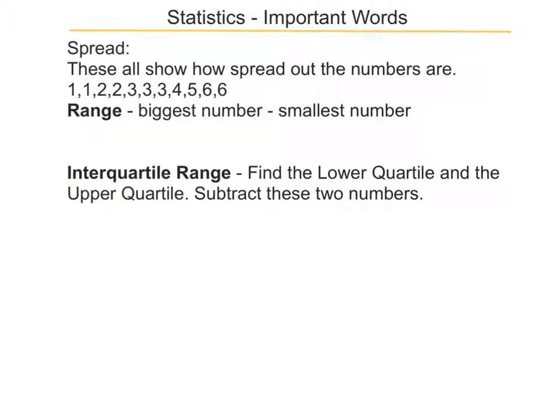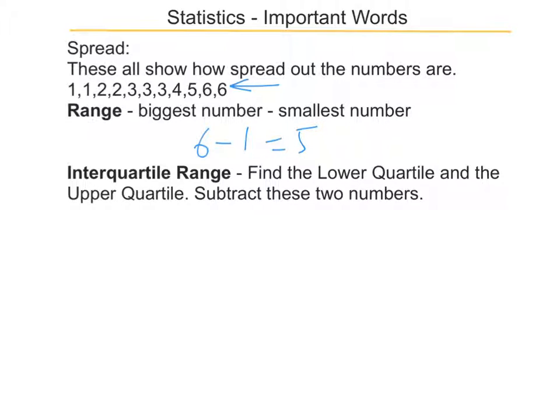We often want to know how spread out numbers are, so we can use the range or the interquartile range to do this. The range is the biggest number, take away the smallest number. So for this set of data here, it would be 6 take away 1, which is 5. So 5 is showing how spread out those numbers are.